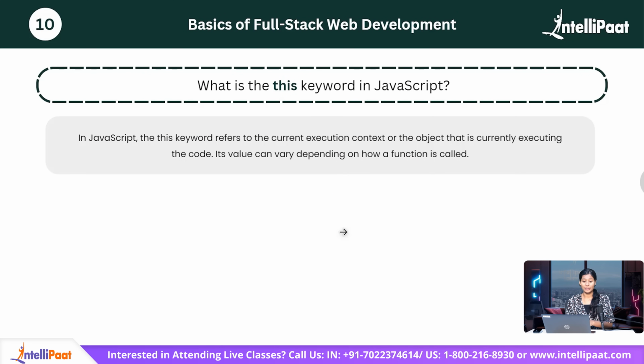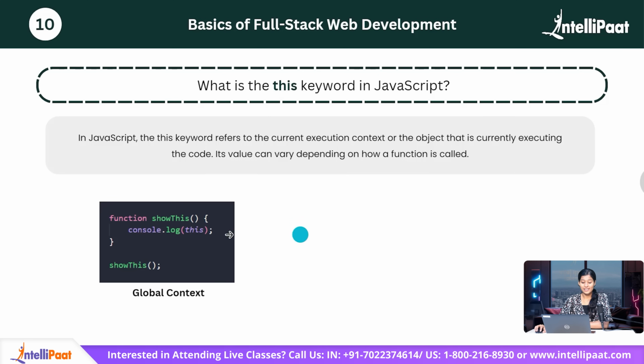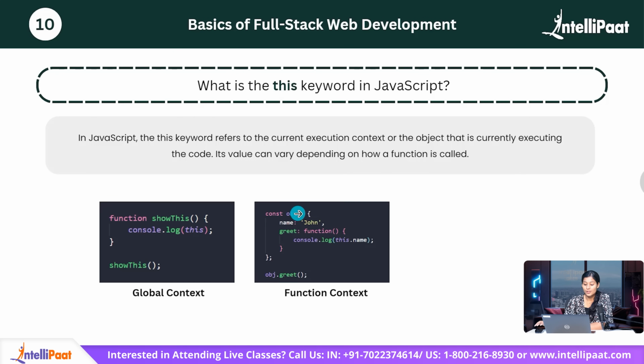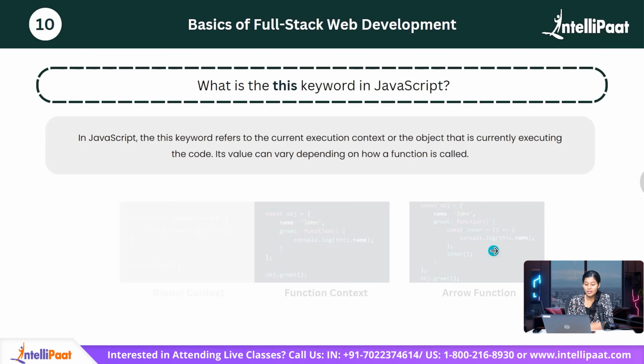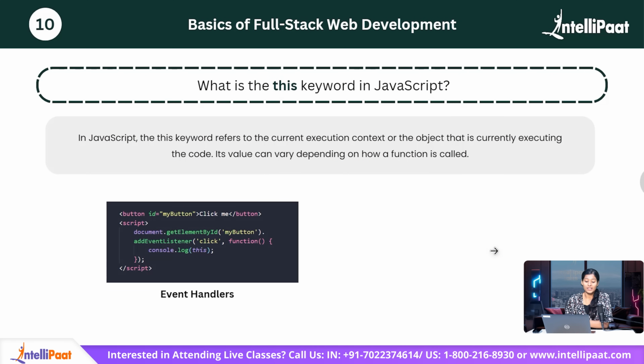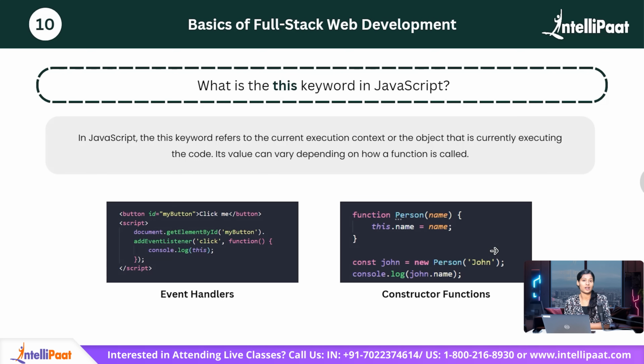It can be used in multiple contexts. It can be used in a global context where, in this particular example, this function is calling itself. So that's why we are putting this keyword here. Next, you have a function context where you're calling the object itself with this keyword. Or you have an arrow function where again this object is being called. And you can even use this inside event handlers, as we already saw, and constructor functions. I repeat, this is very commonly used inside constructor functions.